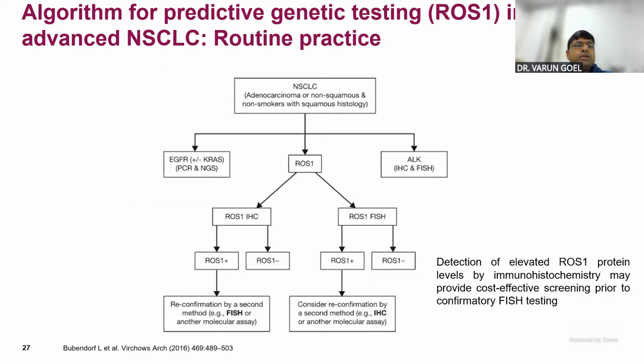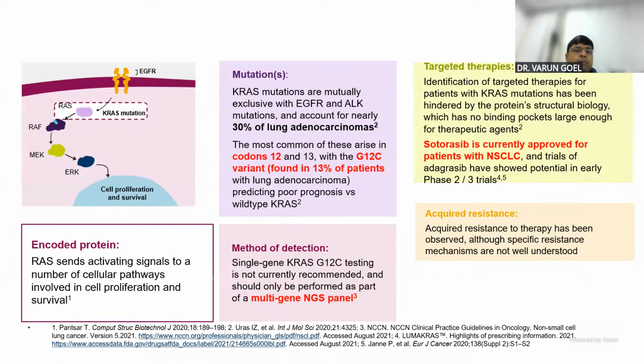Regarding the ROS1 rearrangement test, there is an algorithm for predictive genetic testing of ROS1, and the routine practice is that first of all, in an NSCLC patient, we should go for EGFR or KRAS testing, and ALK testing side by side with ROS1 testing. So ROS1 can be tested via IHC. If IHC is positive, then reconfirmation by a second method via FISH should be done. If IHC is negative, then there is no need to do further testing. But we can go for FISH also. Similarly, if FISH is positive, then we should confirm it by IHC. If negative, then no need. So detection of elevated ROS1 protein levels by immunohistochemistry may provide cost-effective screening prior to confirmative FISH testing.